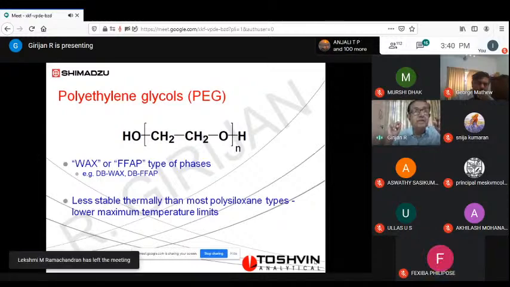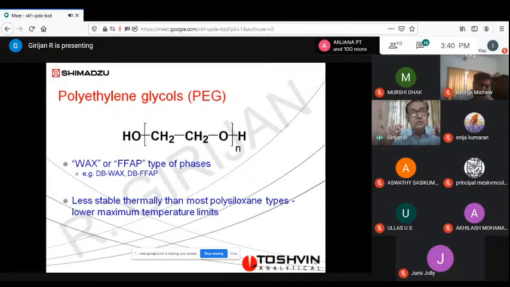What is FFP? Free fatty acid phase. And free fatty acid phase is nothing but polyethylene glycol, where free hydroxyl groups are esterified by nitroterephthalic acid. That's an FFP column. Very, very efficient, highly polar columns for polar types of samples. So you have a lot of applications in the perfumery industry and flavoring industry for these types of columns.